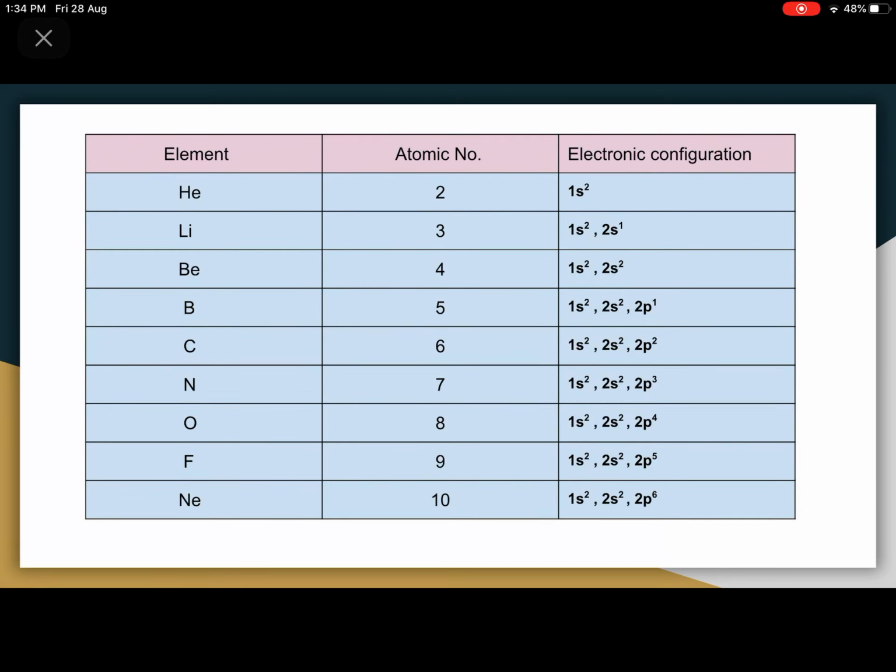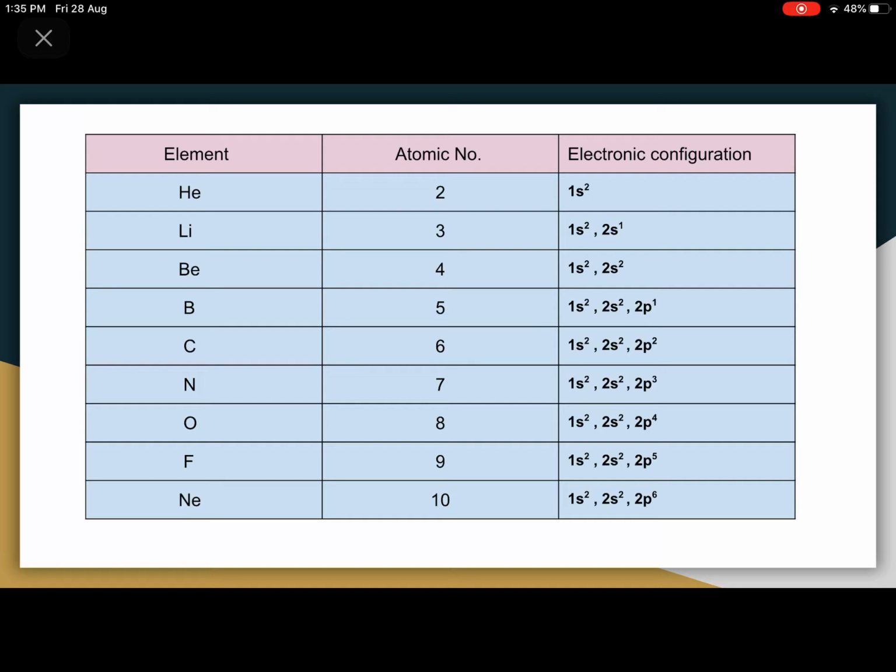Element helium has atomic number 2, electronic configuration 1s2. Element lithium, atomic number 3, and its electronic configuration 1s2, 2s1. Beryllium has electronic configuration 1s2, 2s2. Boron atom has atomic number 5, 1s2, 2s2, 2p1. Carbon atom has atomic number 6 and the electronic configuration 1s2, 2s2, 2p2.